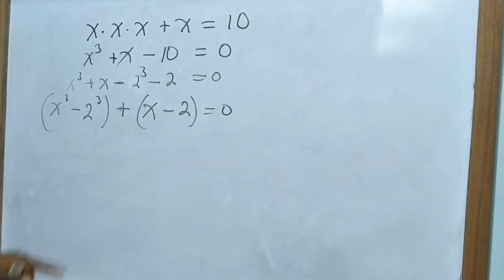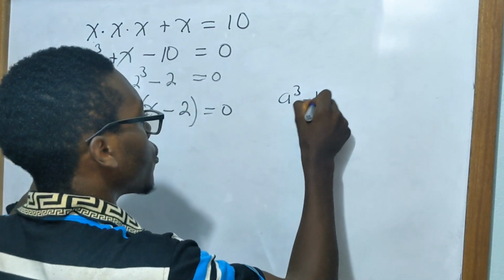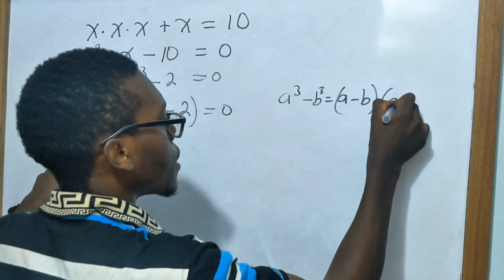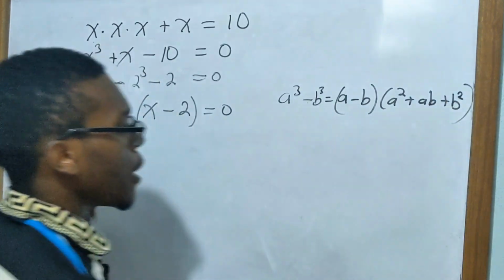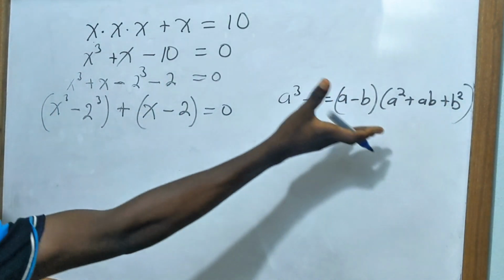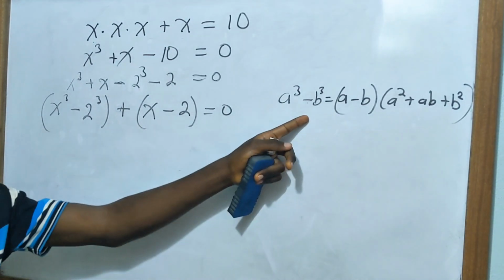That is what we have. But you know that a cubed minus b cubed is equal to a minus b times a squared plus ab plus b squared. I know you know about this one. That is algebra, because you have been watching a lot of videos and you have been applying this method. I know it.